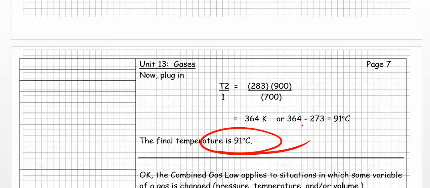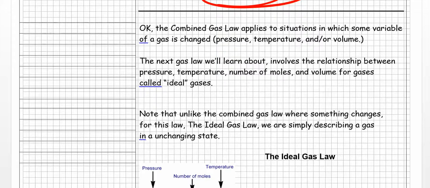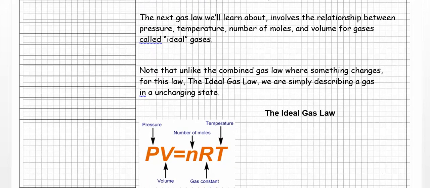So we've used the combined gas law to answer a question when one thing was being held constant, in this case the volume. Remember, the combined gas law is when you have something that's changing, either pressure or temperature or volume, and something else is remaining constant, one of the three. But what if we simply want to know a characteristic? Say we know the pressure and the volume and the number of moles of a gas, but we want to know the temperature. Nothing's changing. We want to know the temperature.